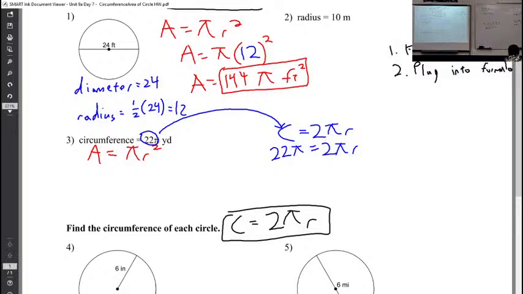So I'm trying to solve for r, and what I have right now is 2 pi times r. So if I want to solve for r, I'm going to divide to get rid of the multiplying by 2 pi that's happening right now. So I'm going to divide by 2 pi. When I do that, these pi's can cancel. And I have 22 divided by 2 is 11. So there is my solving for the radius.